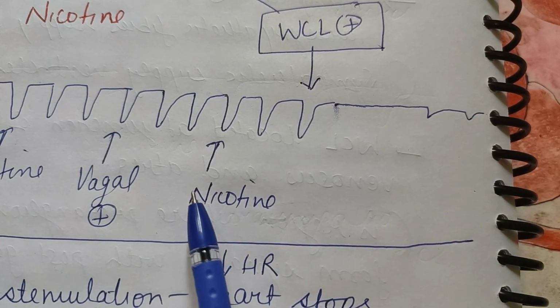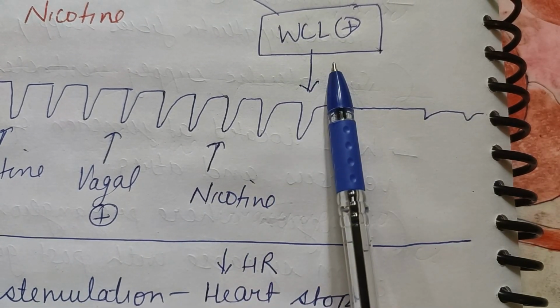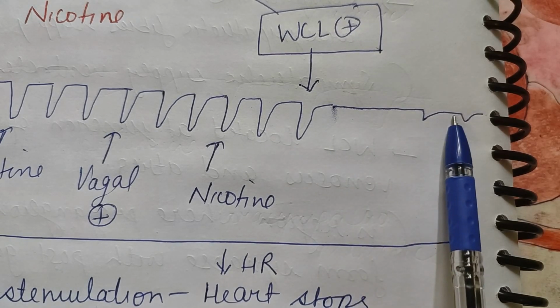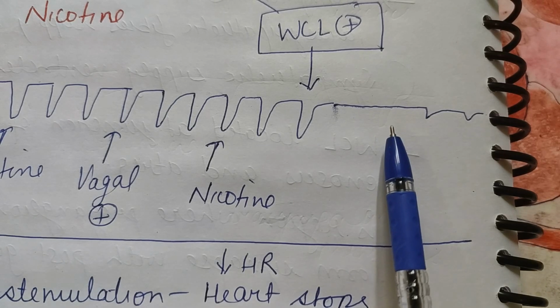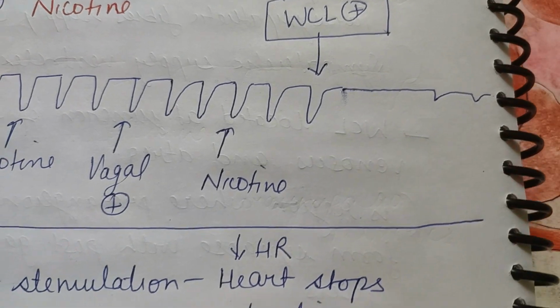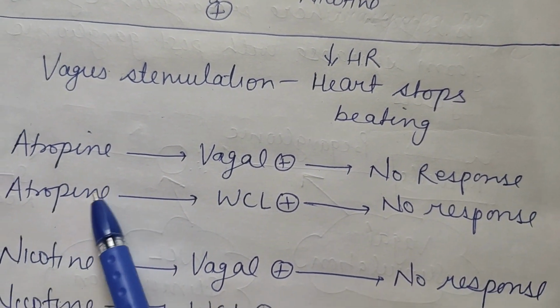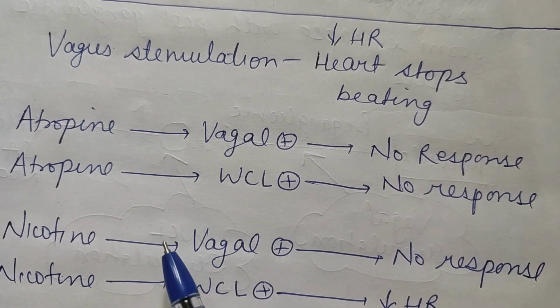Fine. So after nicotine, if we stimulate the WCL, there will be a response. That is your bradycardia. Depending on stimulus strength, that will be your bradycardia or cardiac arrest. Okay, so that's all about this WCL stimulation and vagal stimulation.